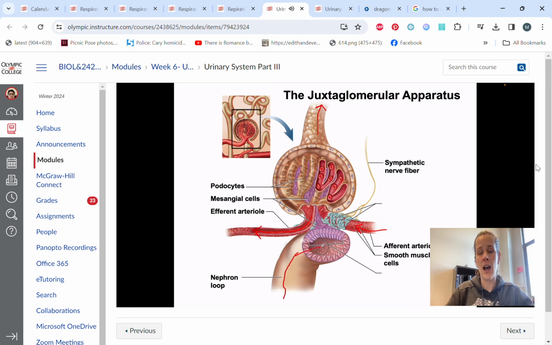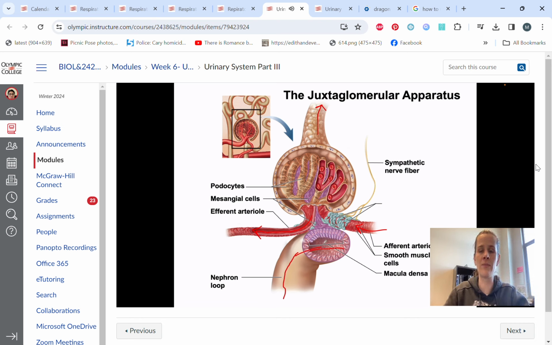This close contact allows us to have information that's regulating the flow rate as well as the blood pressure that is happening at the afferent arteriole and in the nephron loop. So this would then move into the distal convoluted tube. This region right here that's coming into close contact, this is a special region called the macula densa.